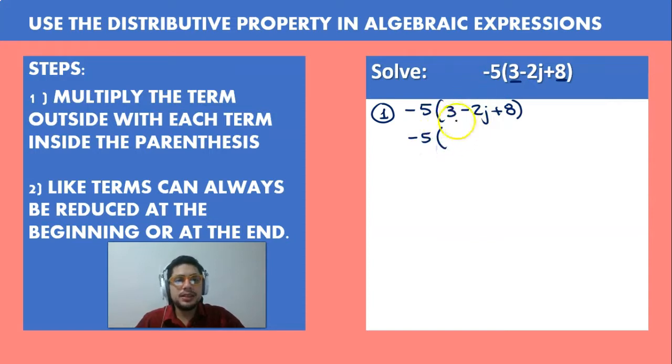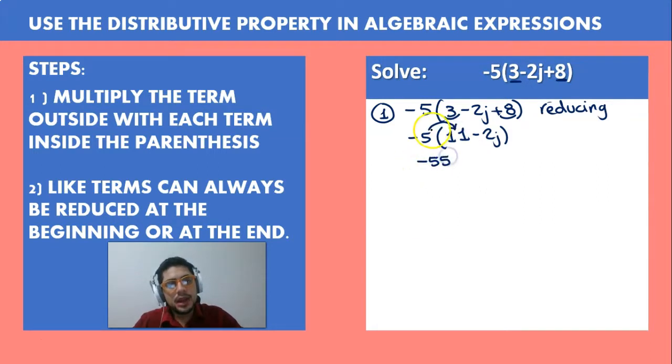So inside the parentheses, 3 plus 8 is 11 minus 2j. So what we're doing is that we are reducing or simplifying whatever is inside the parentheses, right? And then we multiply. So minus 5 times 11 is minus 55. And minus 5 times minus 2j, minus times minus is positive. 5 times 2j is 10j. And that is one way in which we can do it.